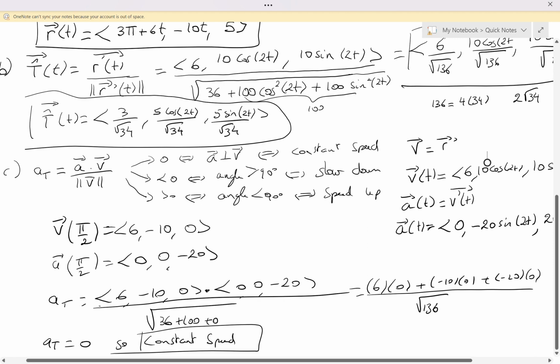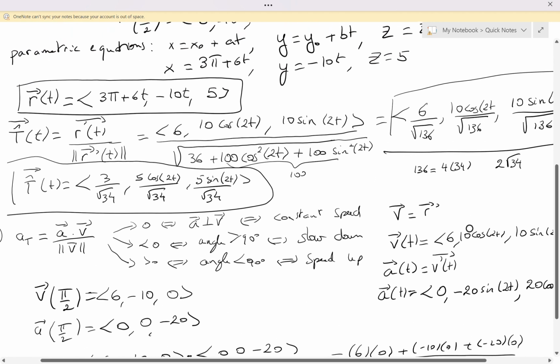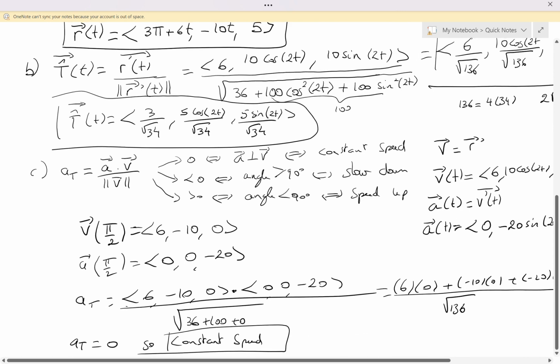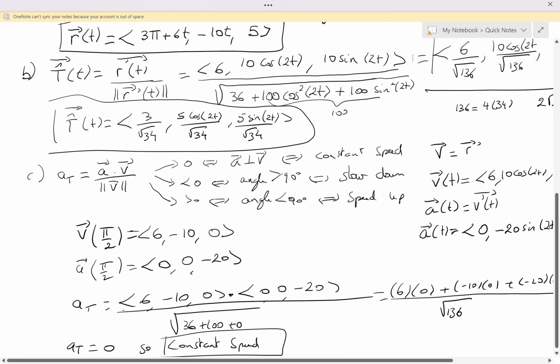And we saw that because I noticed that the magnitude of r prime, which is right there, was the square root of 136 regardless of the time. It was always equal to the square root of 136. That means you have a constant speed. But if it's not constant speed, then to determine if an object is slowing down or speeding up, you don't have a choice. You look at what's going on with the sign of the tangential component of acceleration.